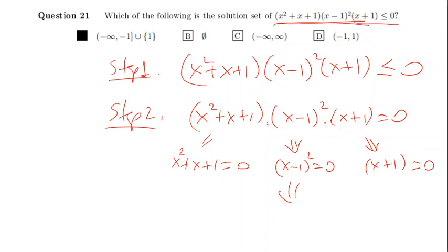Here, when you solve this one, you will get x equal to 1, because if the square is equal to 0, then it should be 0 inside. Here, it gives x equal to -1.